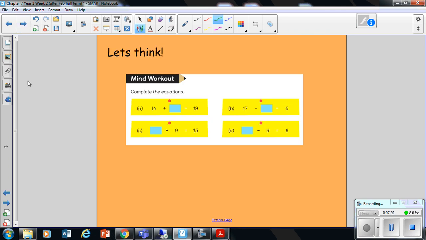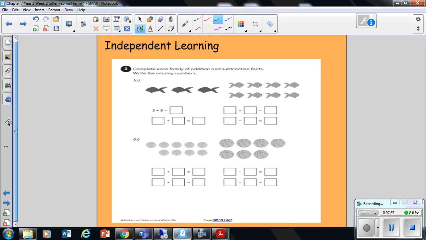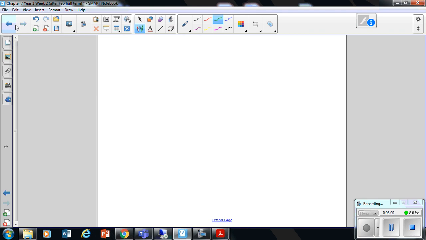Okay, so you are going to do a mind workout. You're going to complete the following equations. You might want to use a number line for this, or a tens frame, or some of the strategies that we've looked at, whether we're partitioning into 10 and 1 and using the tens, or using the ones to help us. Okay, so it's up to you what strategies you want to do, but use your resources, use your counting objects to help you solve these equations in your mind workout. When you finish that, you have got a review worksheet to help you finish off this chapter. And once you've finished your learning, we are done for our maths.